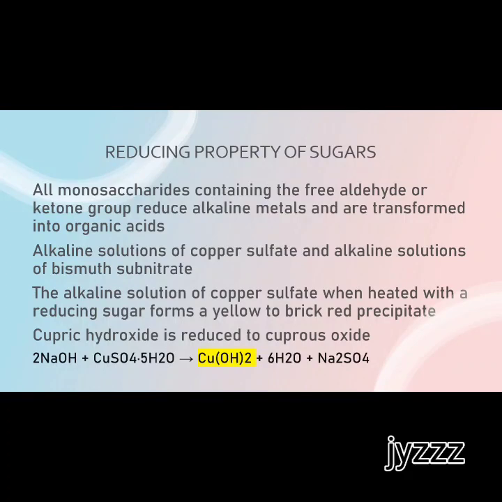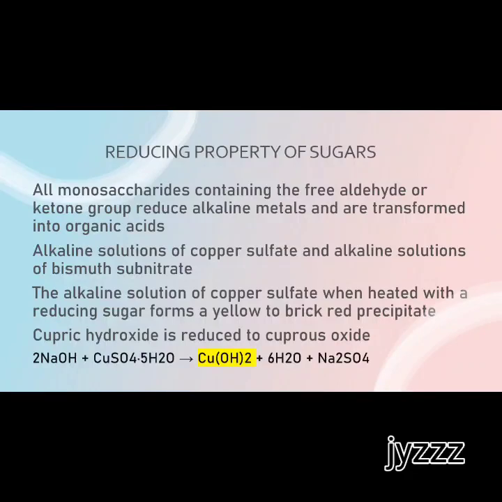The solutions most commonly employed for testing the reducing property of sugar are alkaline solutions of copper sulfate, like in the Fehling's test, the Benedict's test, and the Barfoed's test. Among them, you can also use an alkaline solution of bismuth subnitrate in the Nylander's test.